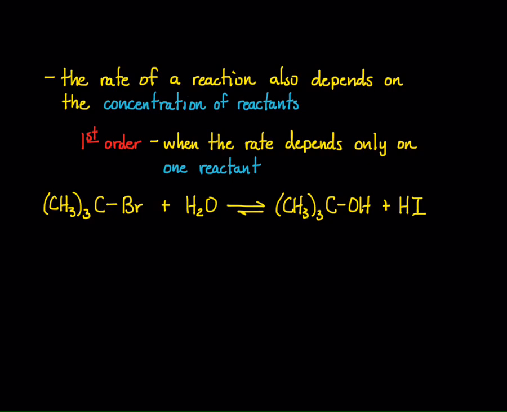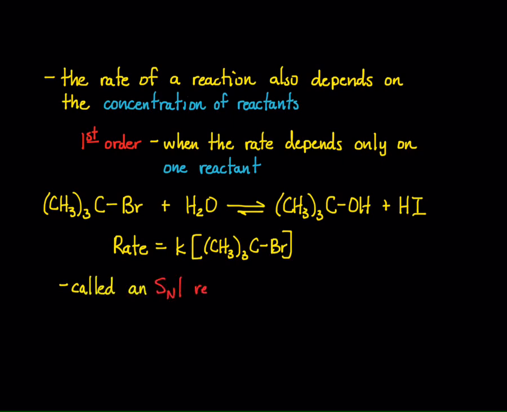You basically take tert-butyl bromide and run the reaction in water, and you observe that the rate simply depends on k, which is a constant, times the concentration of tert-butyl bromide. Notice water as a reactant isn't part of the rate. Water has no effect on the rate of the reaction. So when a rate is determined by the concentration of only one of the reactants, this is called an SN1 reaction.